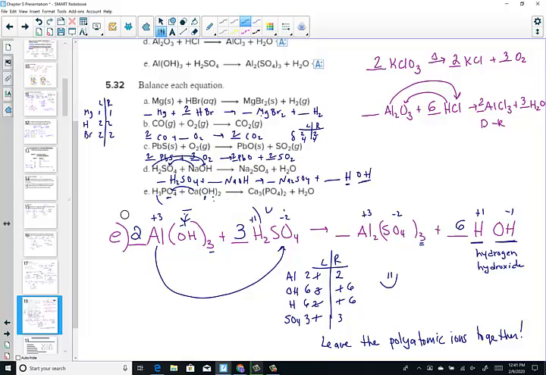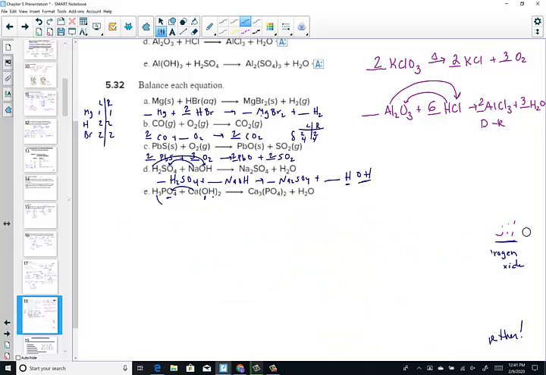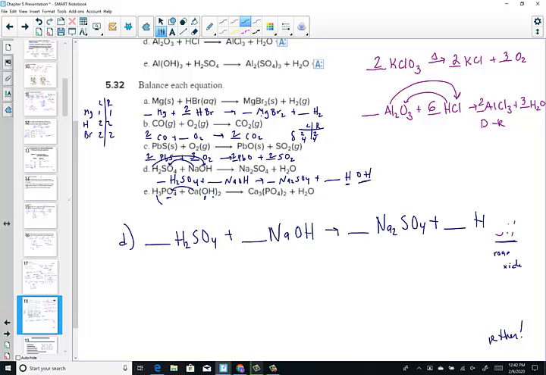So focusing in on letter D. Think of your T-chart now. You have 2 hydrogens and 1 sulfate reacting with 1 sodium, 1 hydroxide to form 2 sodiums and a sulfate and 1 hydrogen hydroxide. Hydrogen hydroxide, that's our water.